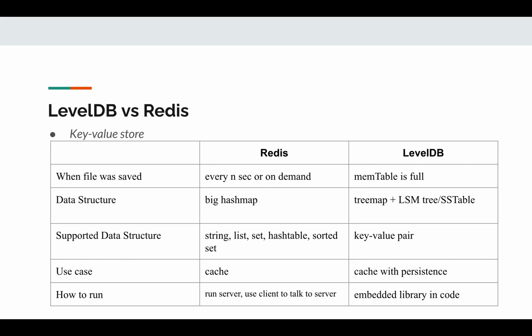Redis supports a lot of data structures like string, list, set, hash table, and sorted sets, while LevelDB only supports the basic key value pairs. As for use case, Redis is mostly used as a cache, while LevelDB is used as a local storage-based cache. As for how to run, Redis runs a server and uses a client to talk to the server. And LevelDB is basically an embedded library, so it's embedded in code.